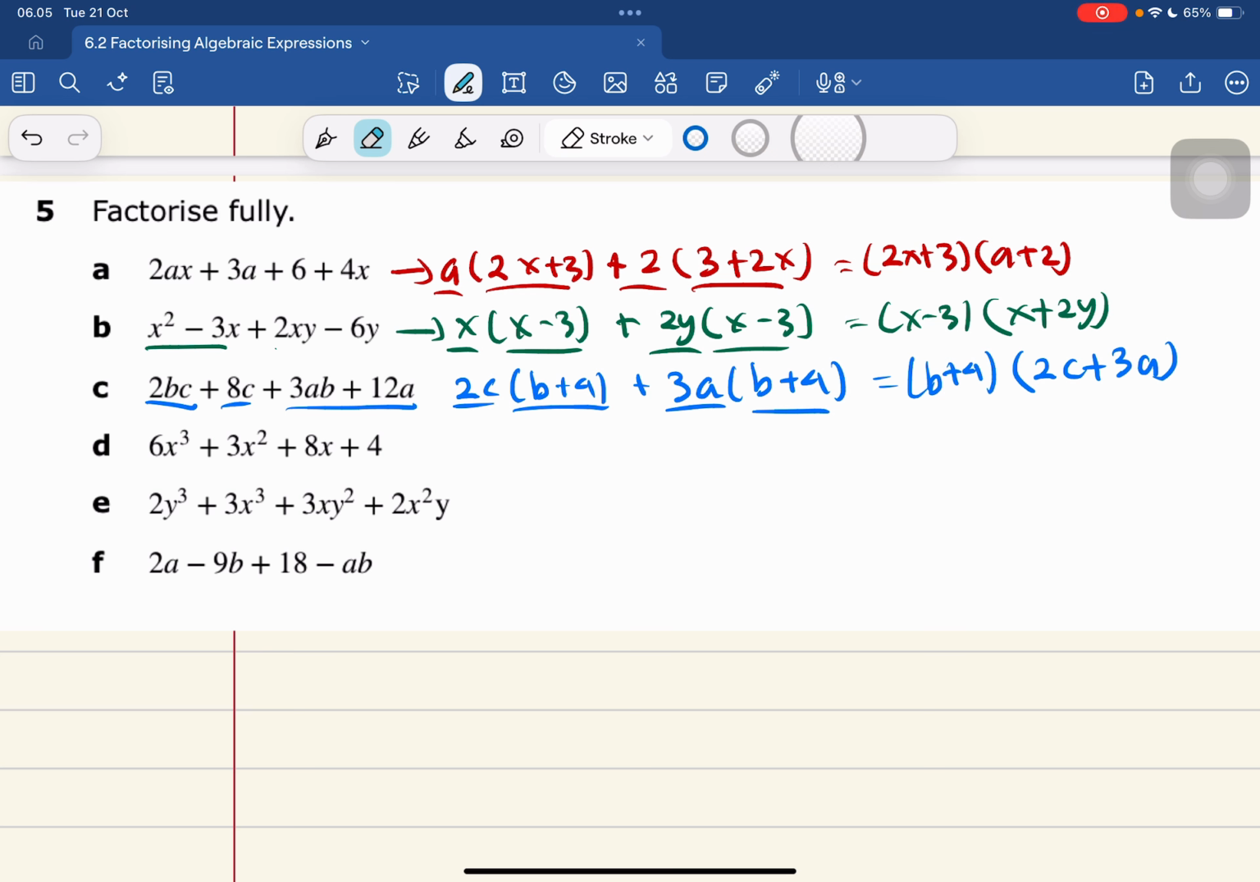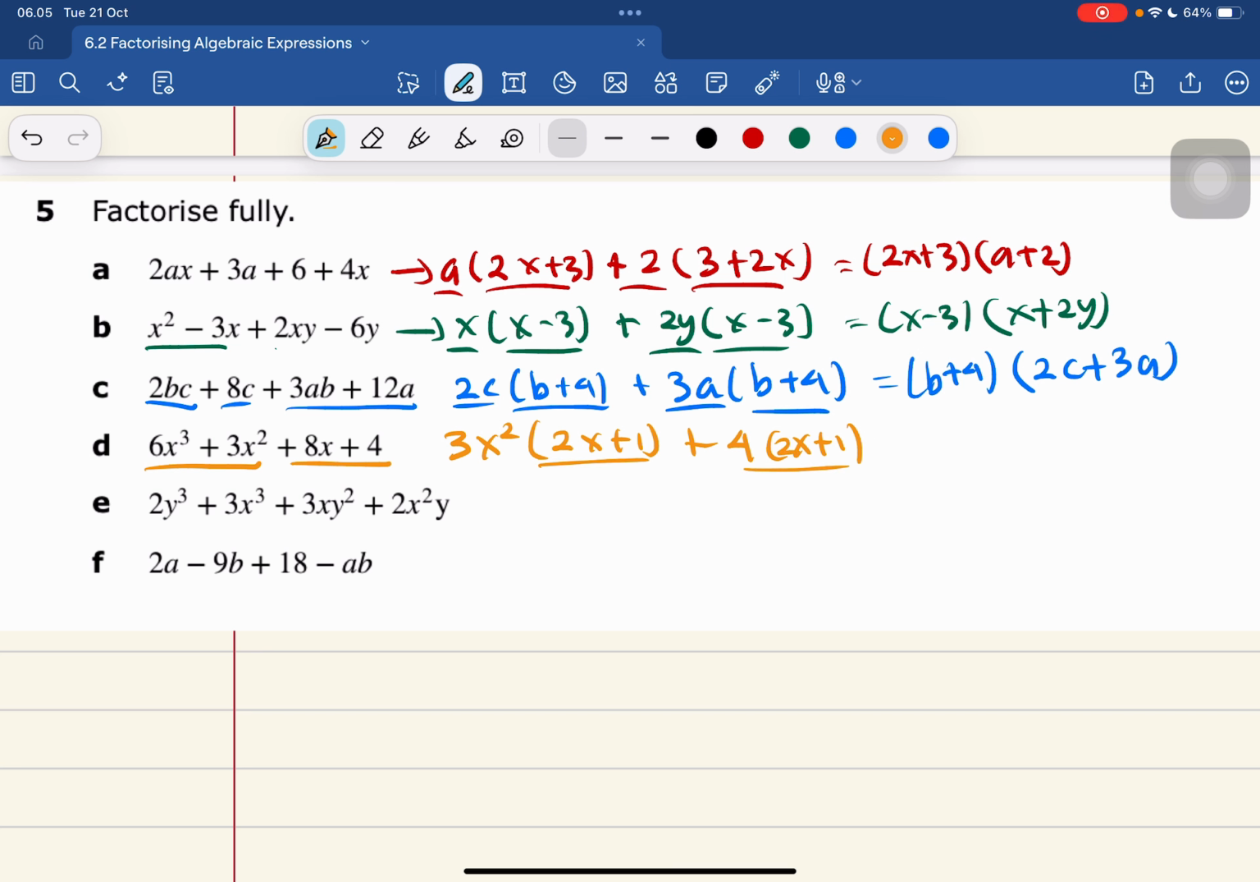Next question. Okay, from here we can factorize it. So 3x squared times 2x plus 1. Here we factorize it, 4 times 2x plus 1. Okay, we got the common factor is 2x plus 1. So this is 2x plus 1, and then multiply by 3x squared plus 4. Okay, there we go.